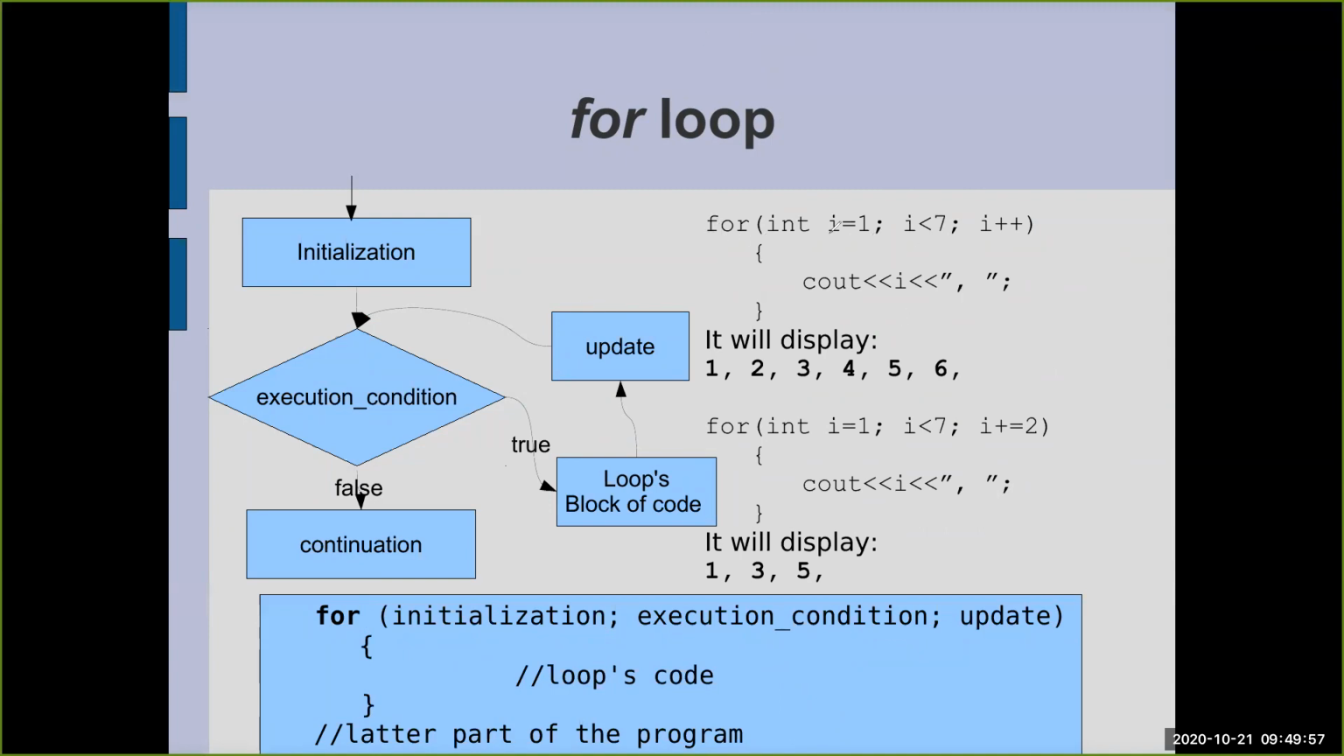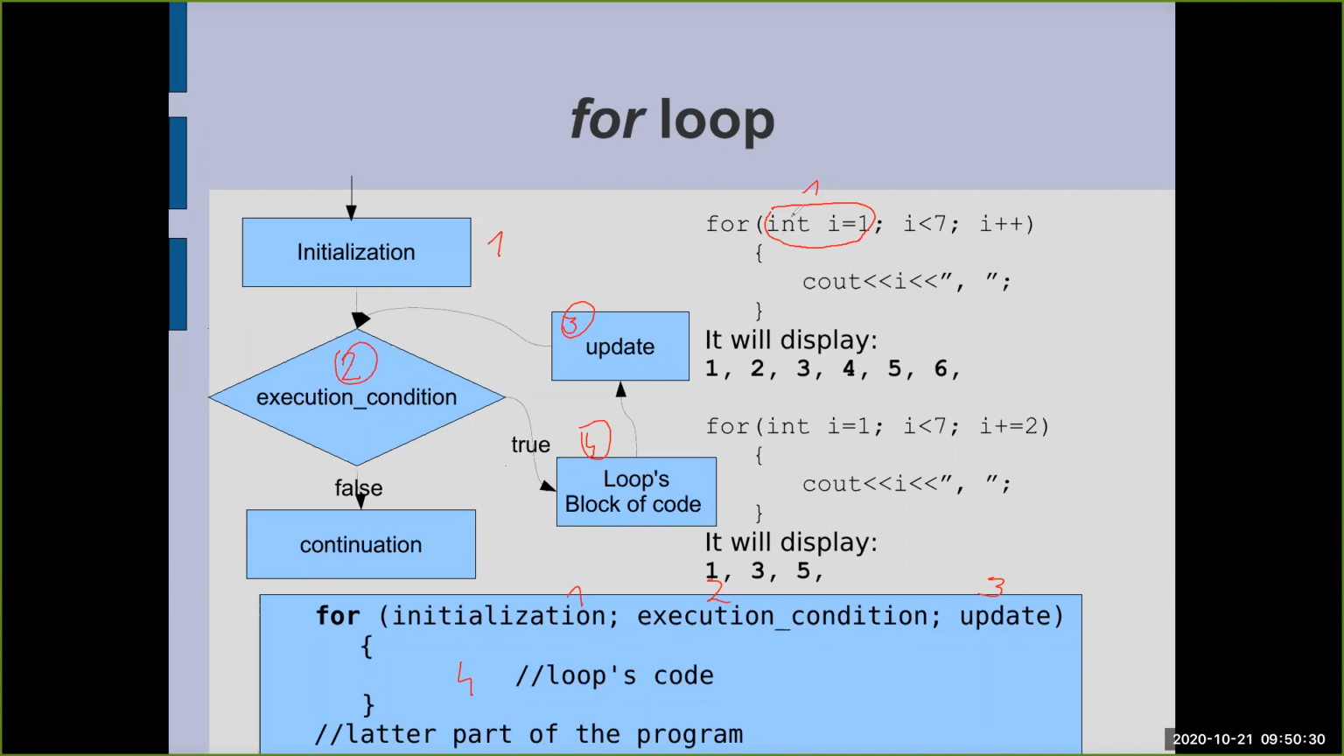So look, this is the simplest implementation of for loop. Here I have this field, the initialization, 1. Execution condition, 2. Loops block of code, 4. Here update, 3. So I have 1, 2, 3, 4.